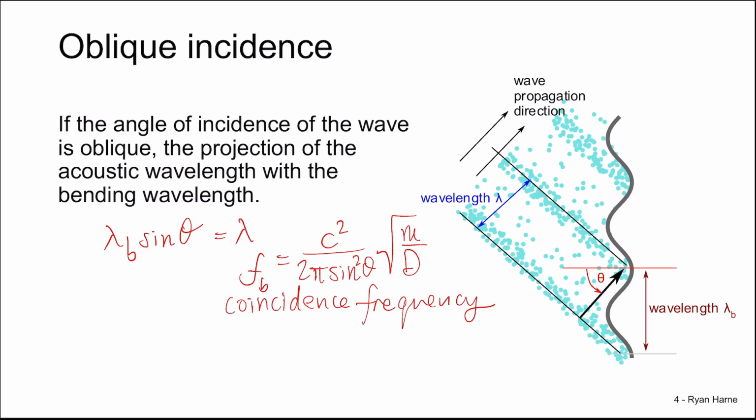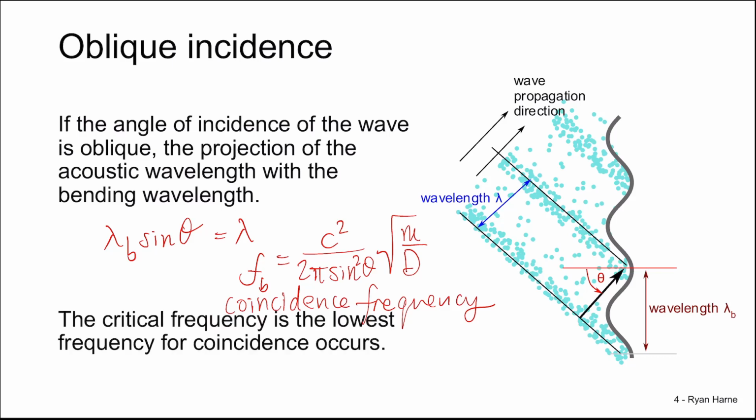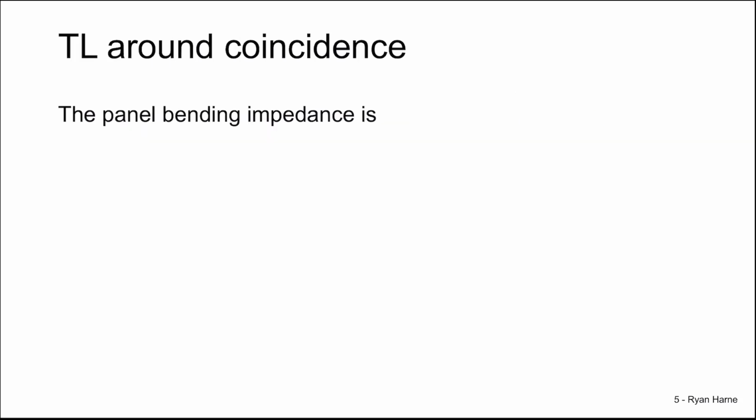As we look at this general coincidence frequency, we see that the critical frequency is the lowest frequency for which coincidence occurs, according to this equation here. Looking more carefully at the transmission loss that occurs around coincidence, we find that the panel bending impedance is equal to the following expression.